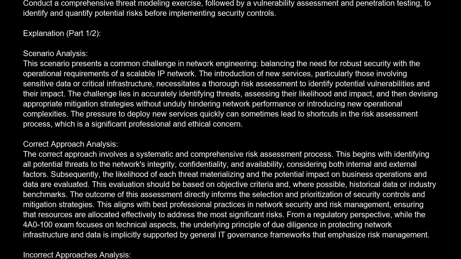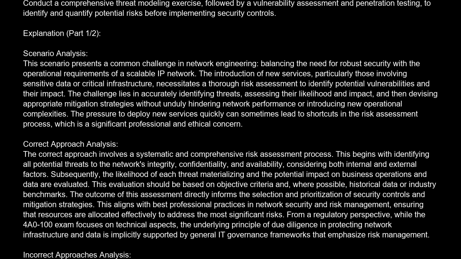The pressure to deploy new services quickly can sometimes lead to shortcuts in the risk assessment process, which is a significant professional and ethical concern. Correct approach analysis. The correct approach involves a systematic and comprehensive risk assessment process. This begins with identifying all potential threats to the network's integrity, confidentiality, and availability, considering both internal and external factors.